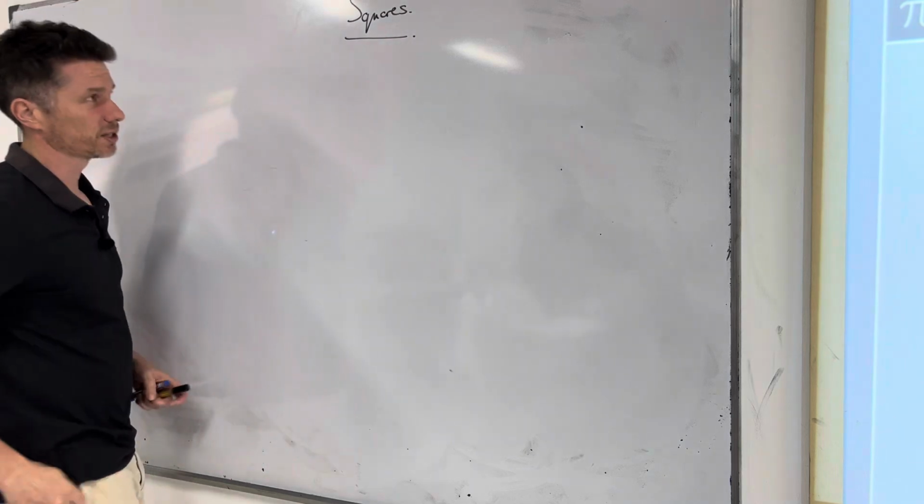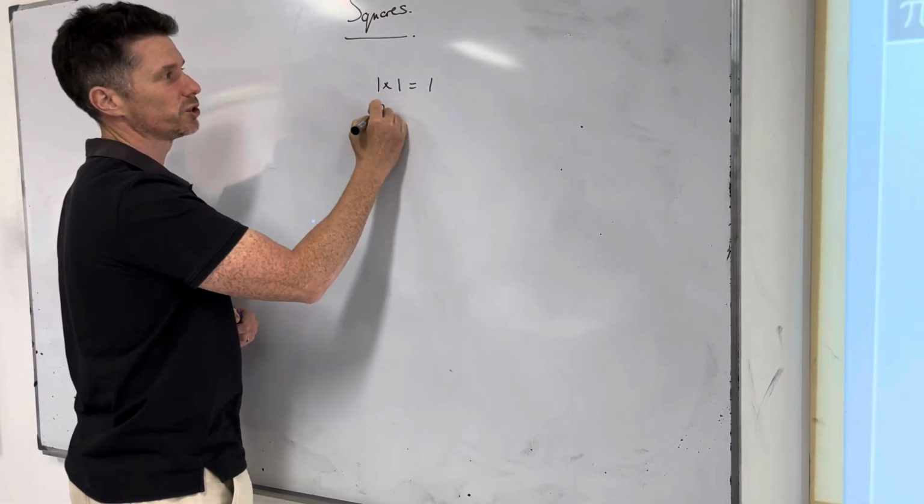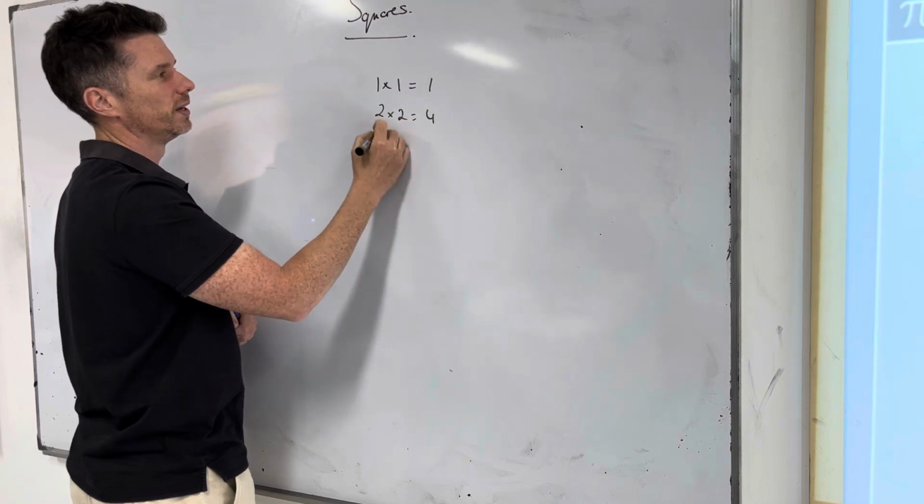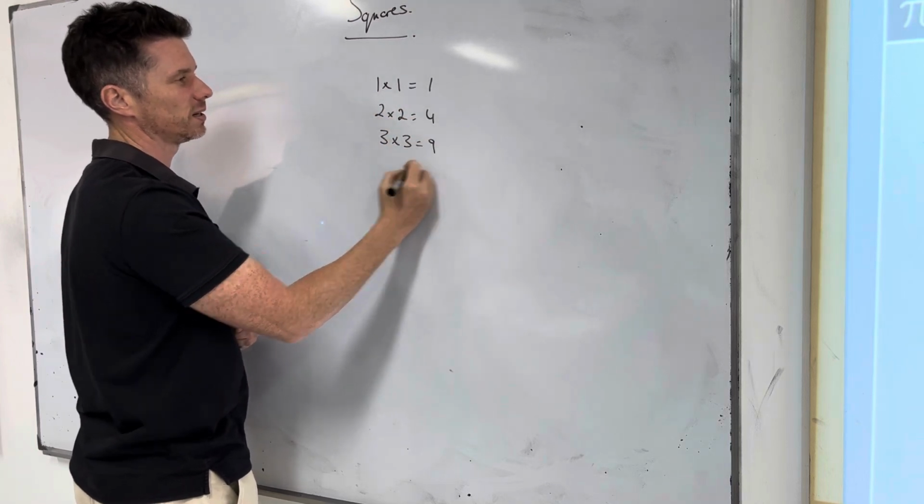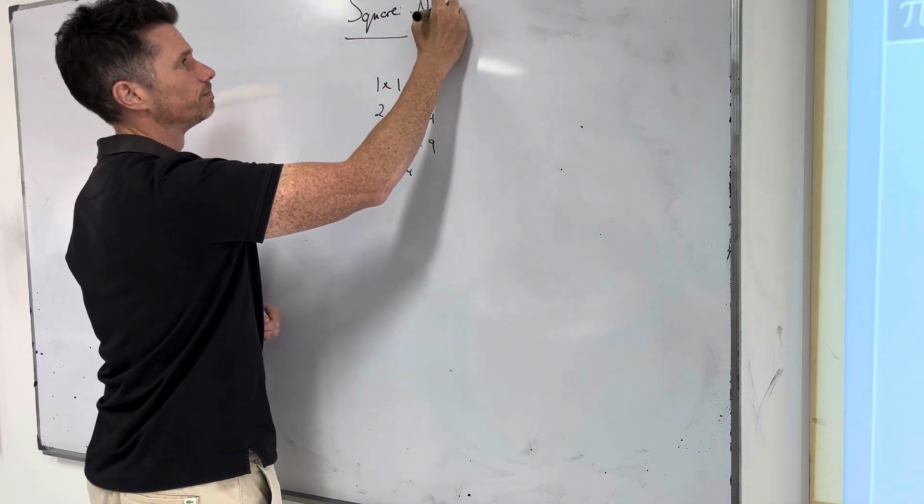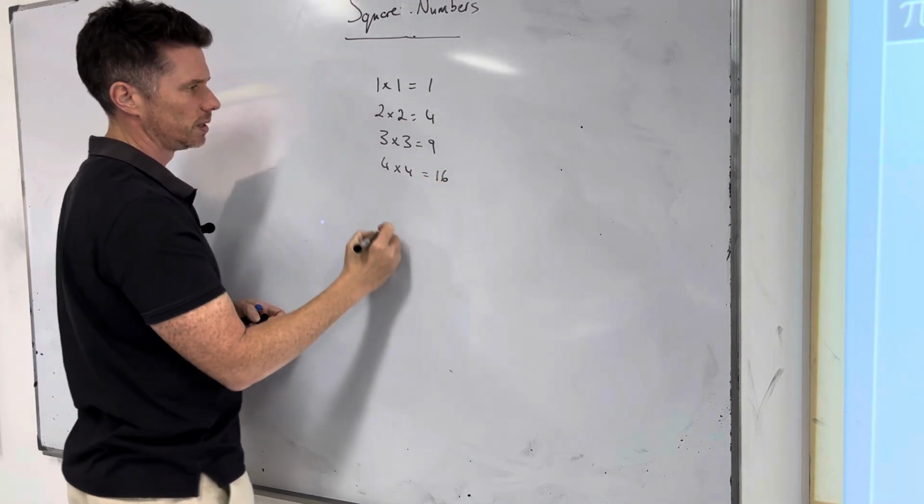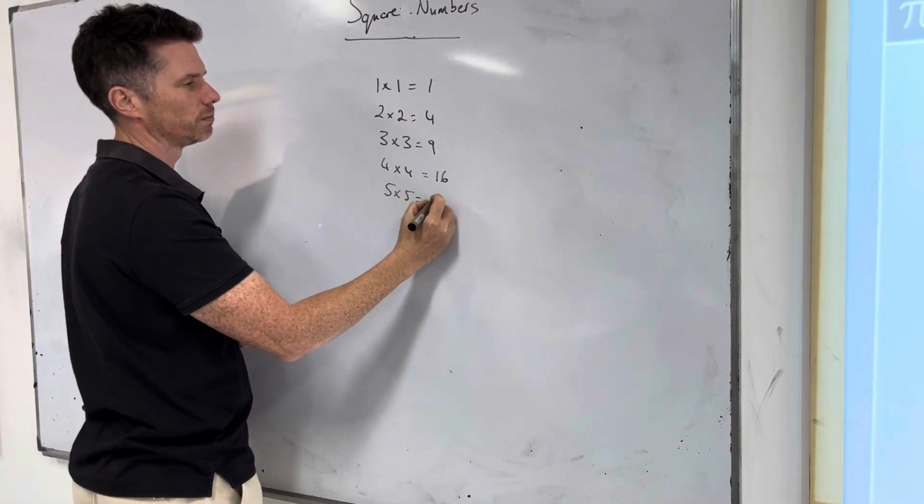So we can create these lists of numbers because we know 1 times 1 is 1, and 2 times 2 is 4, 3 times 3 is 9, 4 times 4. So these are square numbers. Five times 5, and so on.